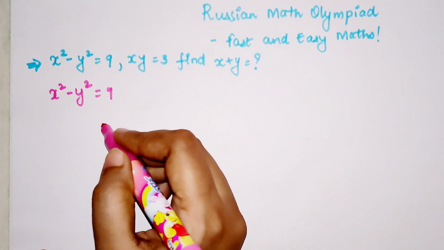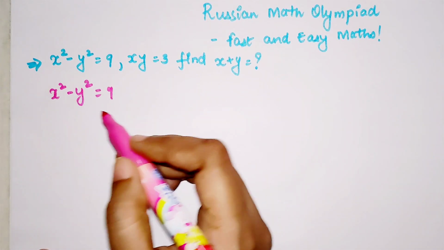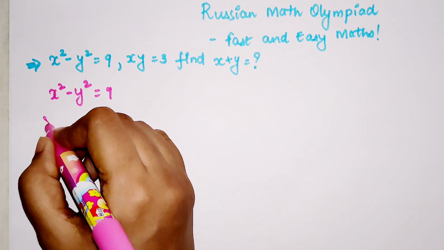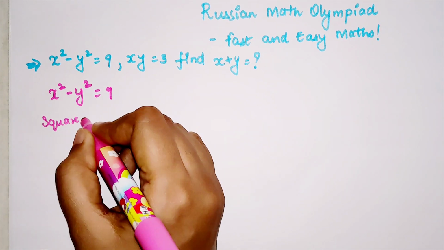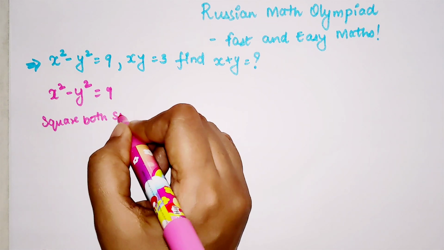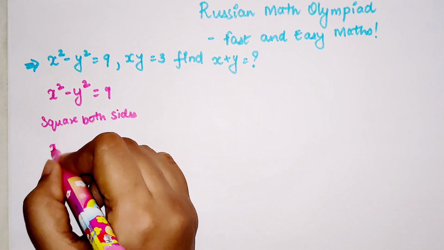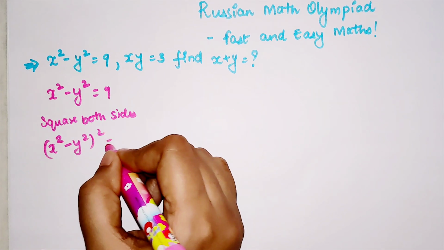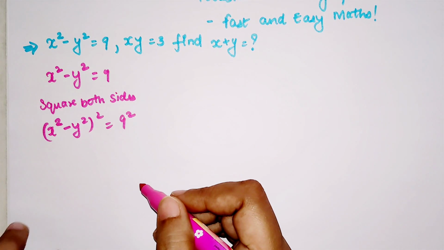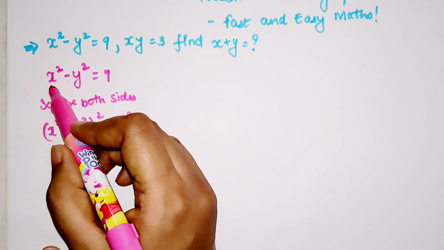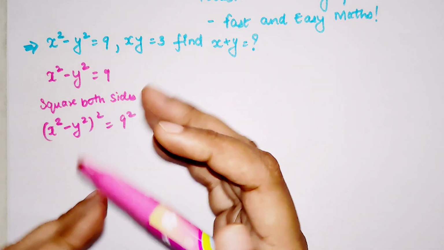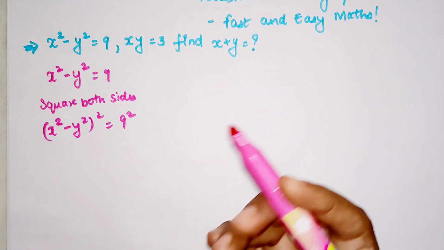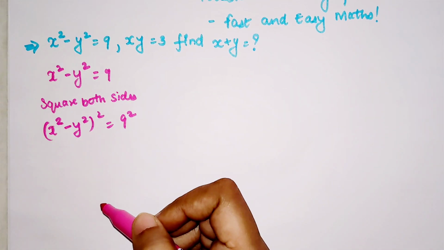Okay, so let's square both of these, because when you square I might get something in the form of x plus y. I want a plus sign, right? So when you square both sides, what we get over here is x square minus y square the whole square, and this is 9 square. A lot of you might have started with x minus y and x plus y, but the problem is after that second step you will get stuck. We are not getting anything else. That is the reason why I have started with squaring both the sides.